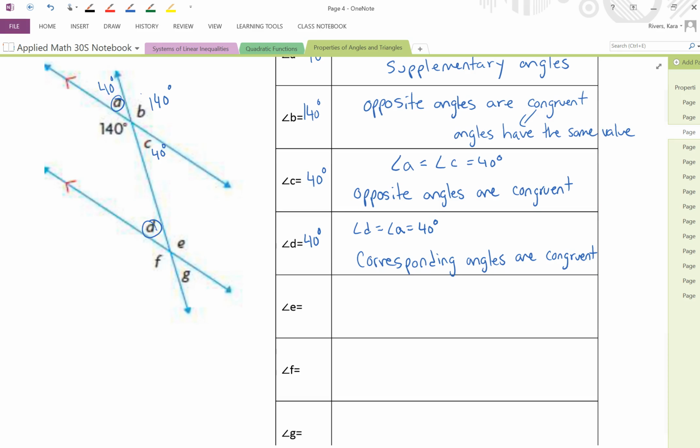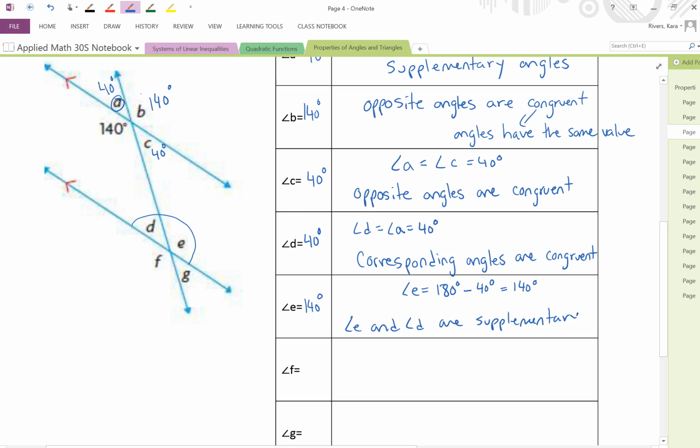Now angle E and angle D are both sitting along a straight line, and I can see that they are supplementary. So angle E is going to be 140 degrees. How do I know? Well, angle E is equal to 180 degrees minus angle D, which was 40 degrees. That's where I got the 140 degrees, because it's supplementary. Angle E and angle D. You might also have said that angle E and angle B are corresponding angles, which is also true.